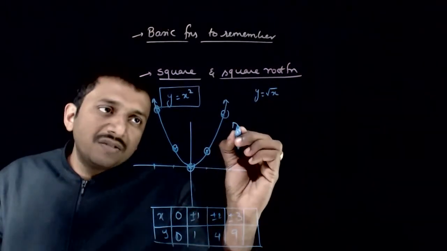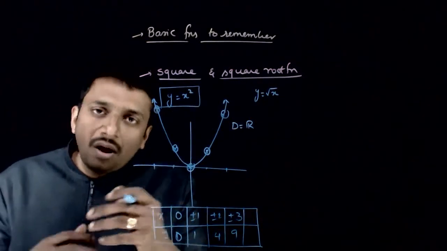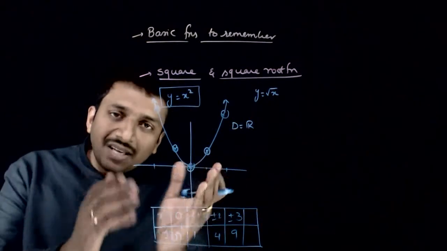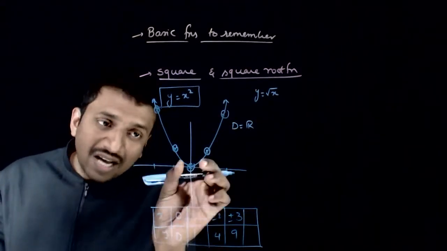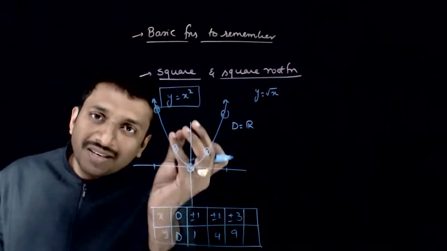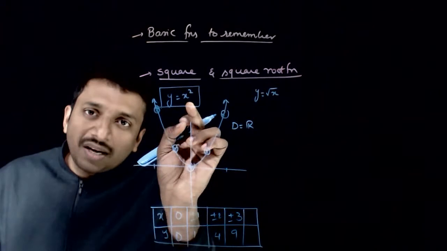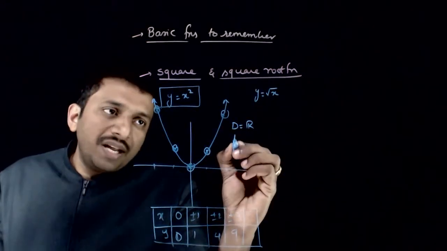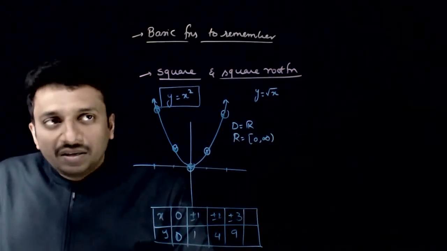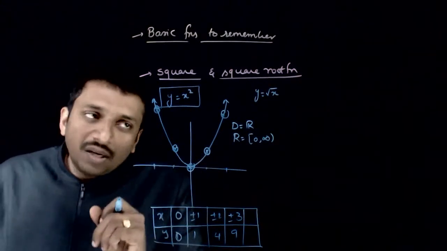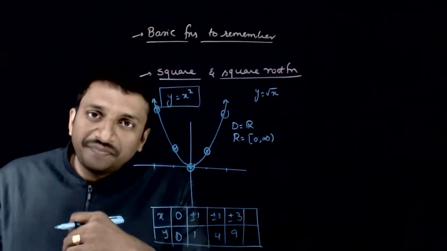So what is the domain of this function? The domain is all real numbers, because you can calculate x square for all real numbers. And the range is nothing but the values of y that you get. What are the answers that you get? The answers start with 0 and they go on increasing. You won't get negative numbers. So when you do x square, you'll never get a negative number. So the range is nothing but closed 0 to infinity. So I hope you have understood the graph of y is equal to x square, the domain of the function, and the range of the function.